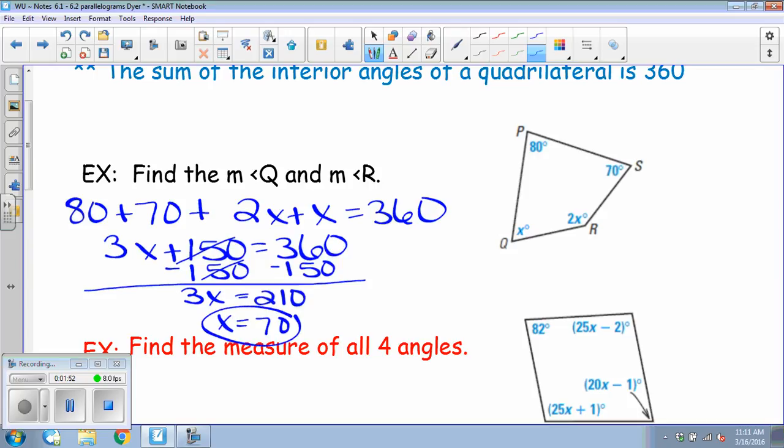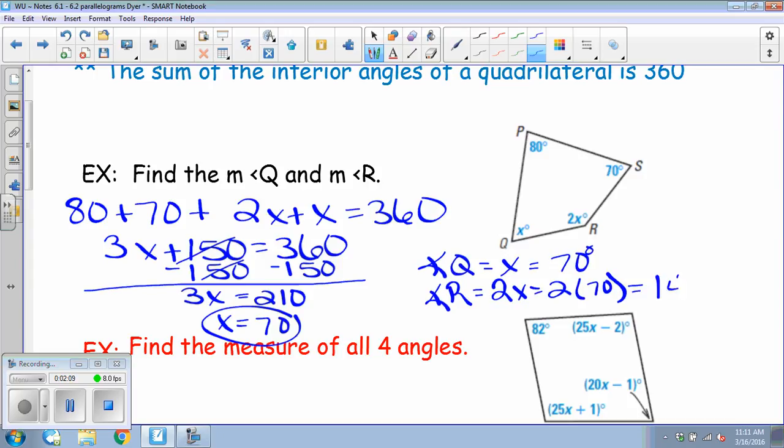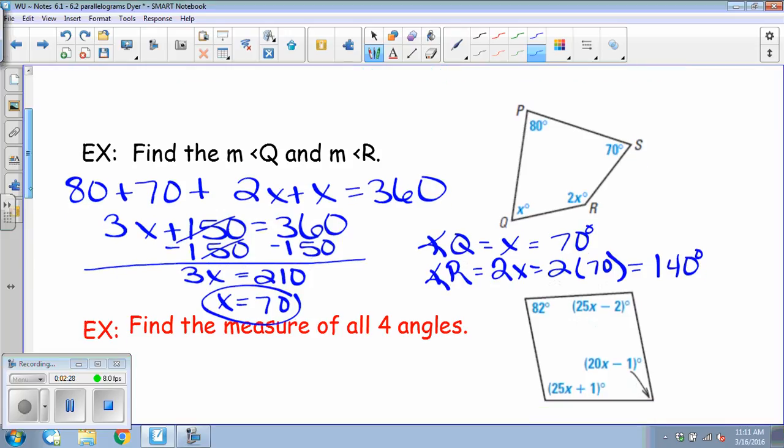Now, X equals 70. We have to go find the measure of those missing angles. So angle Q is X, which is 70 degrees. Angle R is 2X, which is 2 times 70, so that's 140 degrees. All right, any questions? Okay, y'all work the next one.